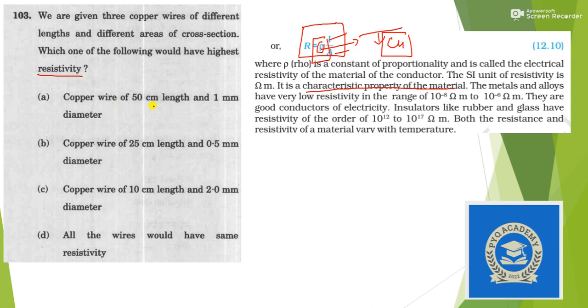Copper wire of 50 cm length and 1 mm diameter, copper wire of 20... These options are all there to confuse you. The answer is D. All the wires would have the same resistivity because all the wires are made up of copper.